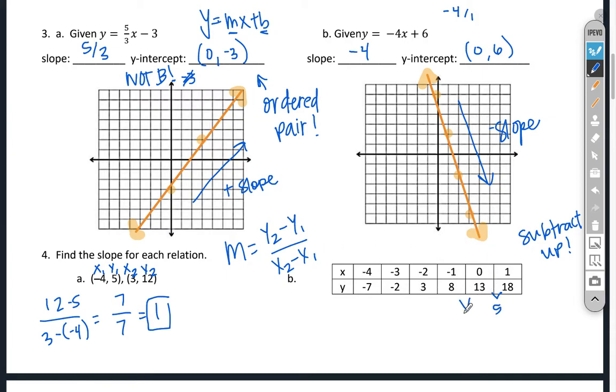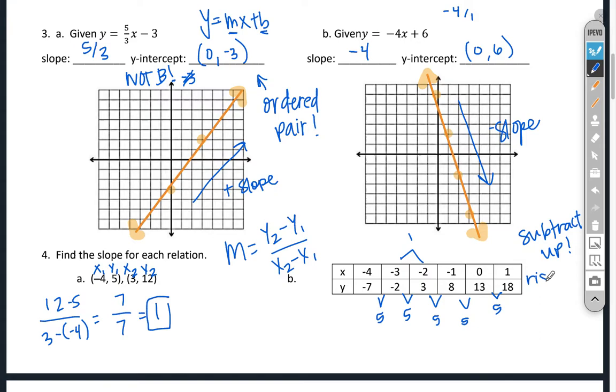13 minus 8, 5. 8 minus 3, 5. 3 minus negative 2, 5. So that's 3 plus 2. Negative 2 minus negative 7, also 5. Watch your signs there, okay? And then on the top, we've got 1 minus 0, 0 minus negative 1, 1 minus negative 2, negative 2 minus negative 3, and negative 3 minus negative 4. All of these are going to be 1.